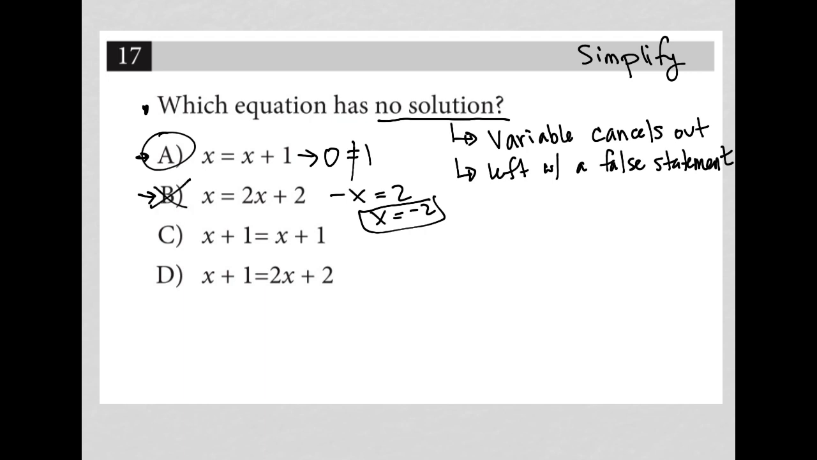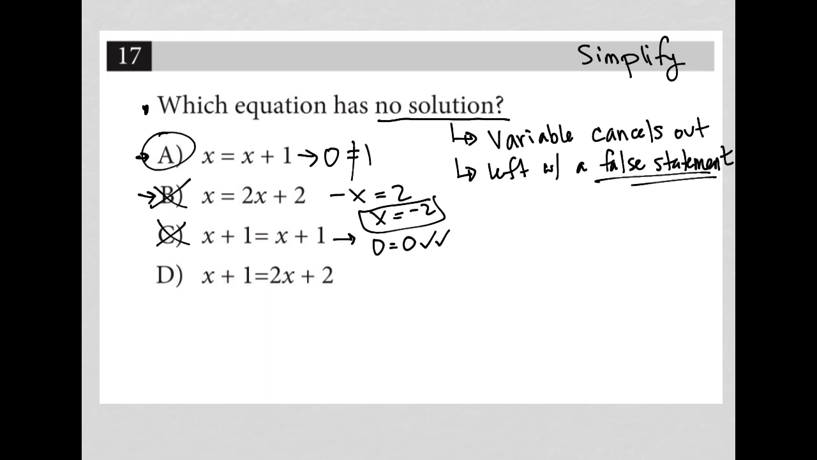Choice C, I would subtract x from both sides, subtract 1 from both sides. And in this case, we do get the variable canceling out, but what we're left with is 0 equals 0. And 0 equals 0 is a true statement, right? So we're not left with a false statement. So C, for that reason, is not the correct answer.